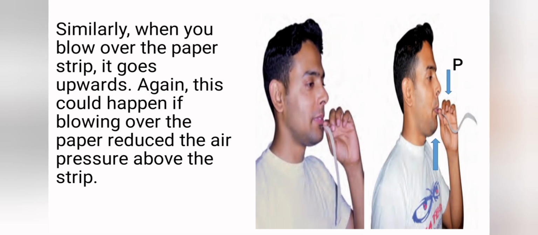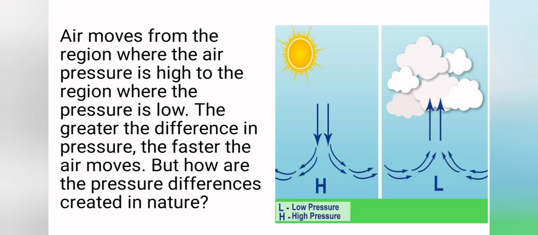So students, another example that we can discuss about this topic is when you blow over the paper strip, it goes upwards. Again, this could happen if blowing over the paper reduces the air pressure above the strip. So now I hope you understand the high pressure and low pressure concept.